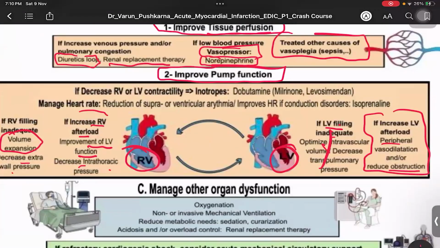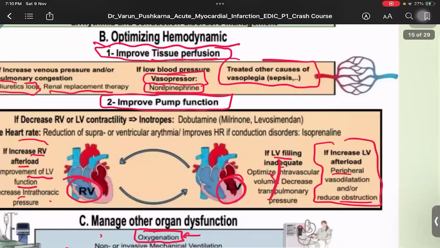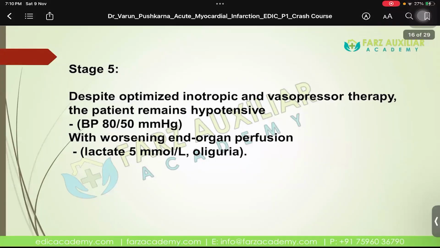Managing the organ dysfunction is via help with oxygenation. How do we do that? Non-invasive or invasive mechanical ventilation, preferably non-invasive. Reducing their metabolic needs by giving them sedation, by managing acidosis, by managing volume overload, by using renal replacement therapy. That is if it is a cardiogenic shock, but if it progresses, then we will have to take another action.